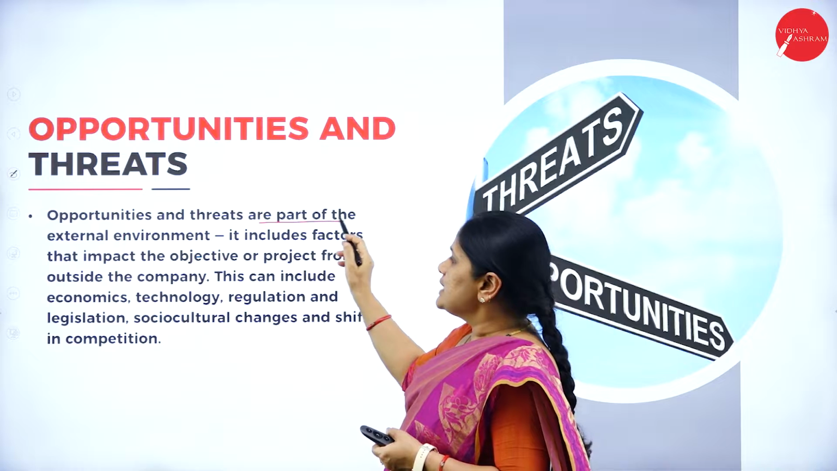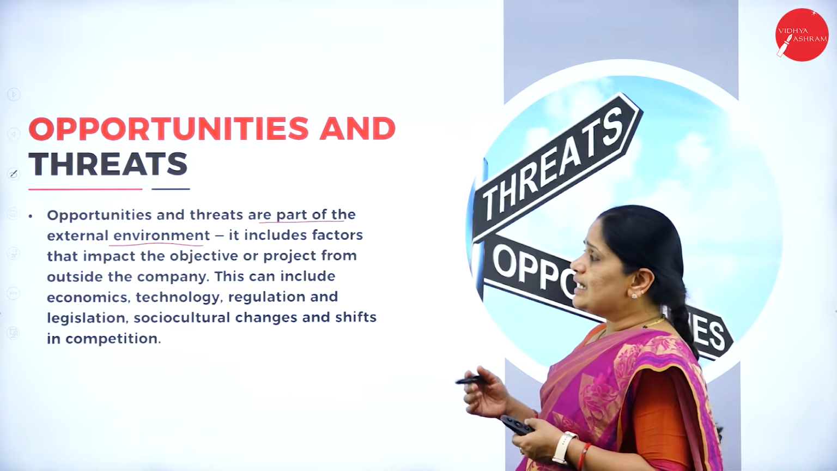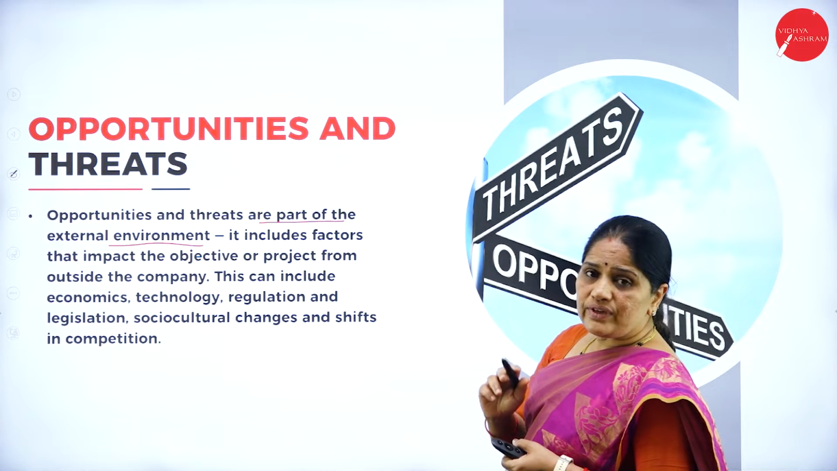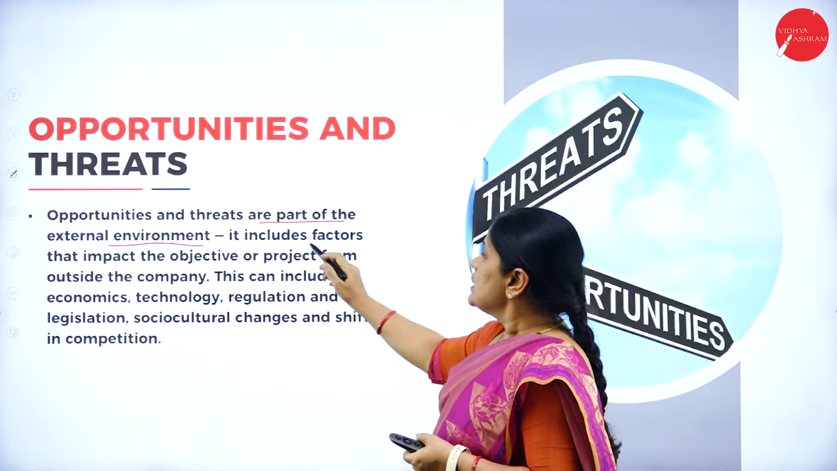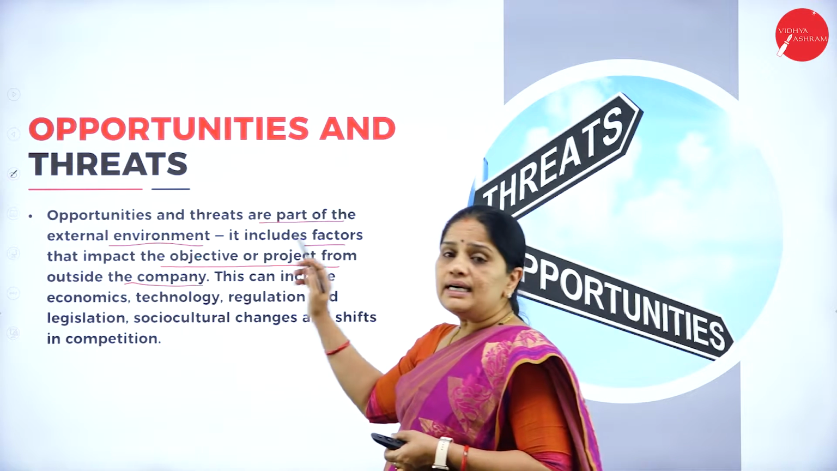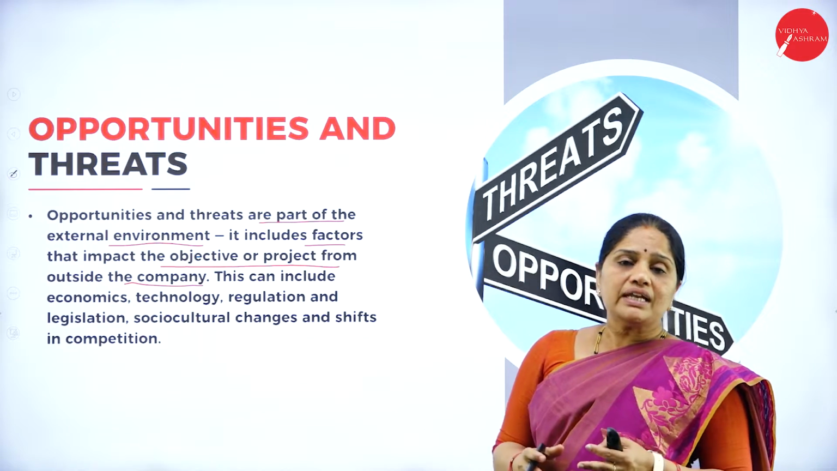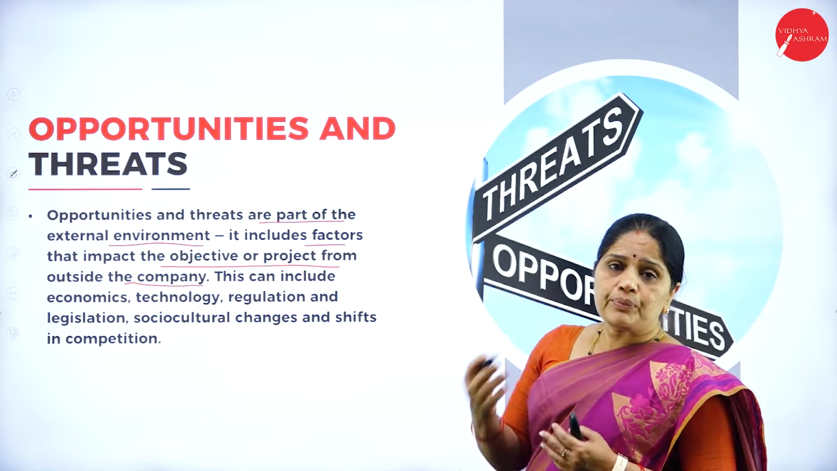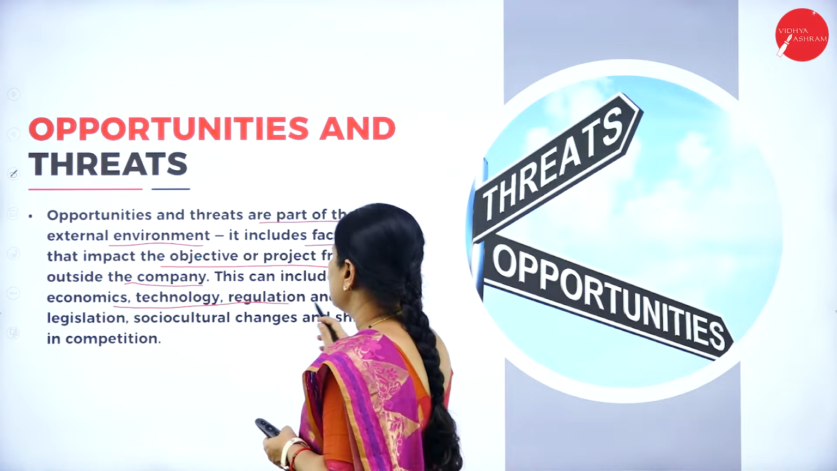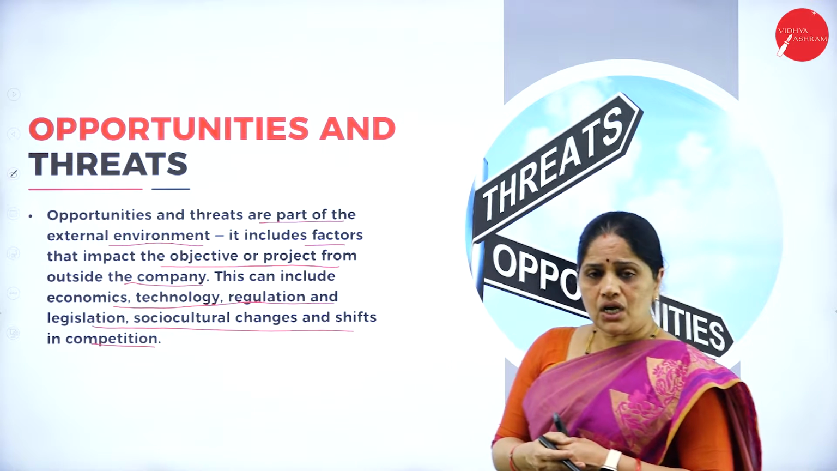Then next, let us look into the opportunities and threats. Opportunities and threats are a part of the external environment. As I told you earlier, the external environment refers to all those uncontrollable factors of the business, over which the business does not have any control. It includes factors that impact the objective or project from outside the company. These factors will have an influence on the objective or the project of the business. This includes economics, technology, regulation, legislation, socio-cultural changes and shifts in the competition.